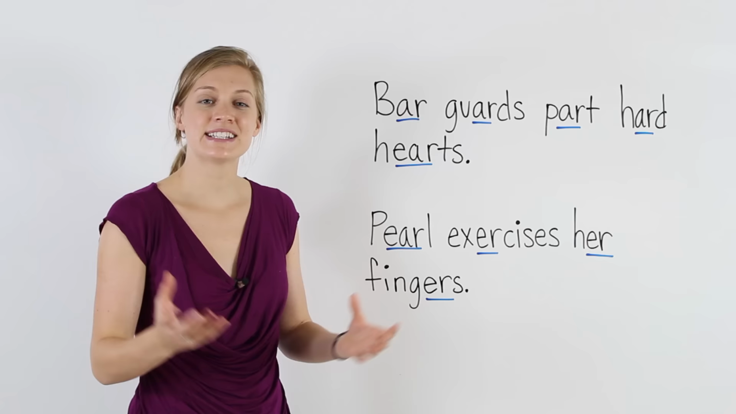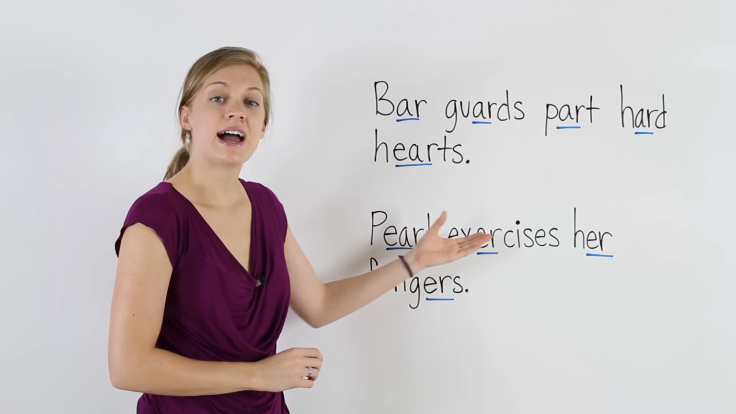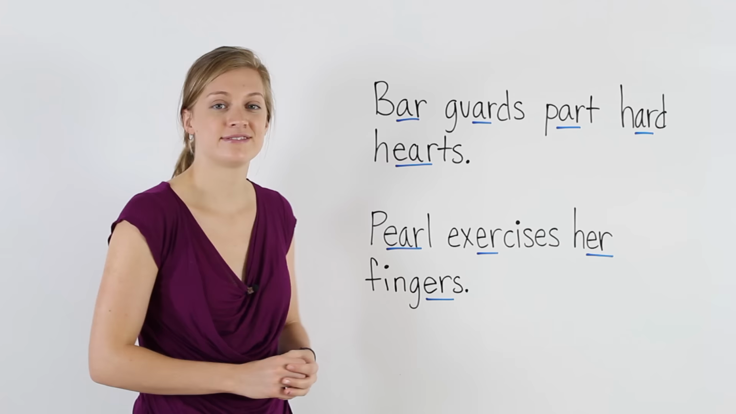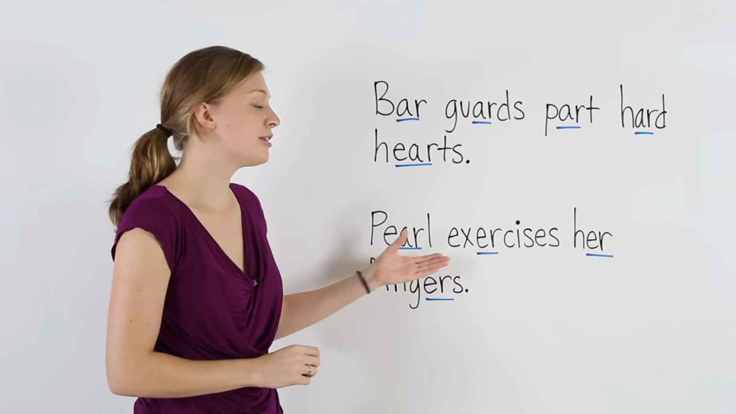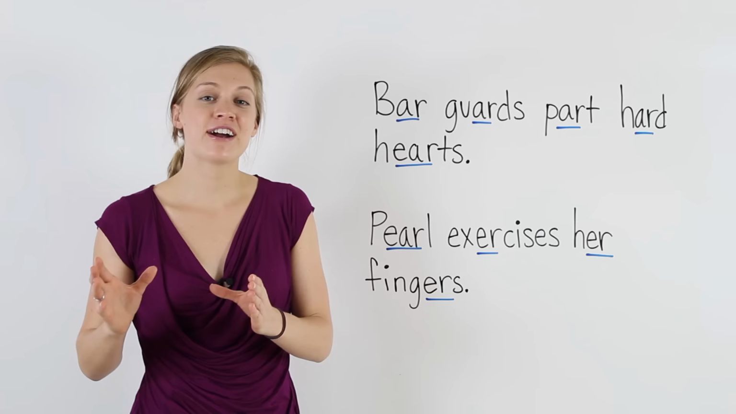Let's say it together. Repeat after me very slowly. Pearl exercises her fingers. We'll say it again a little bit faster. Pearl exercises her fingers. Now you know R and R.